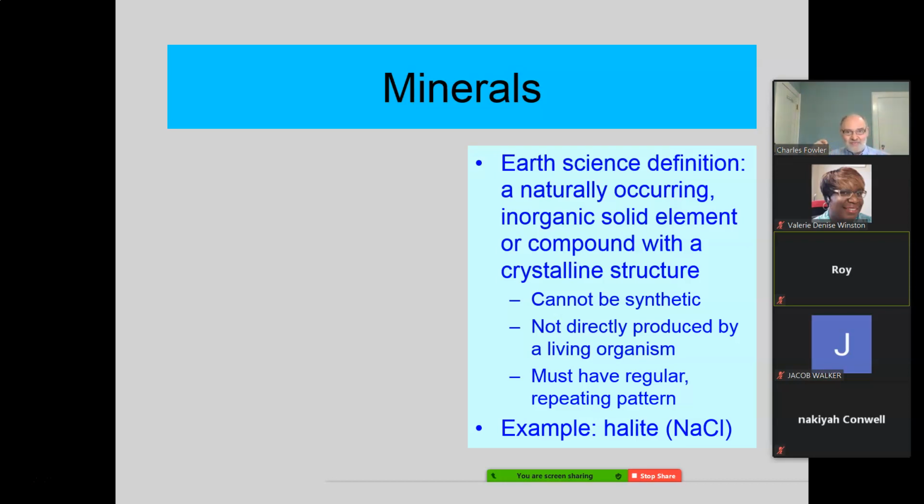Here is your earth science definition. Naturally occurring, inorganic, solid element or compound with a crystalline structure. Four key ingredients of being a mineral. Naturally occurring, inorganic, solid element or compound with a crystal structure.